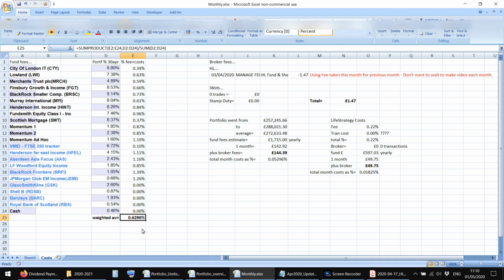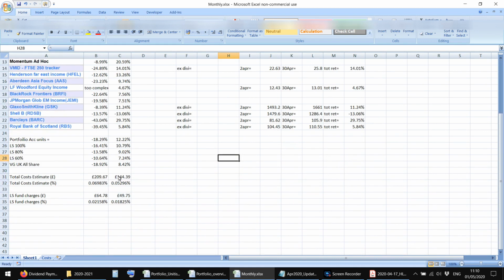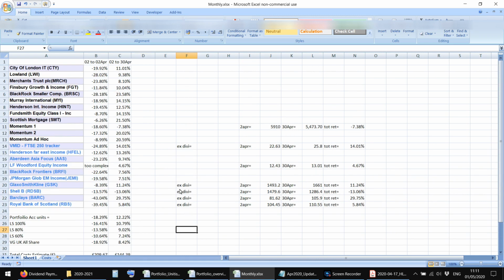I've applied the weighted average of the fees, including costs of each fund, to the average of the beginning and the end of month value of the portfolio, so that it estimates a yearly fee, and then one month of that, plus the broker fee of £1.49, gives a total and a percentage fee for the month. And the same methodology for the LifeStrategy gives those numbers. So there we go. It's no surprise that the LifeStrategies are cheaper. £49.75 for the LifeStrategy, £144 for my portfolio, estimated.